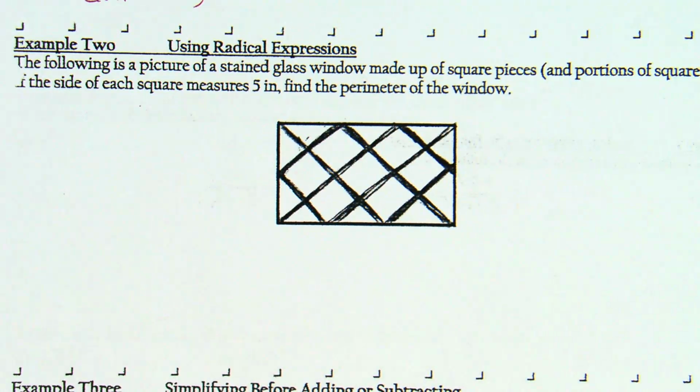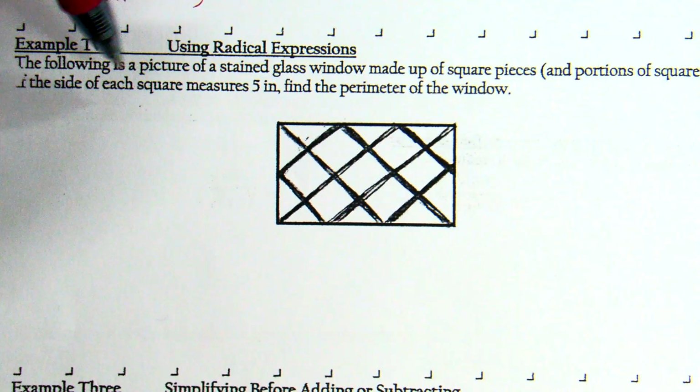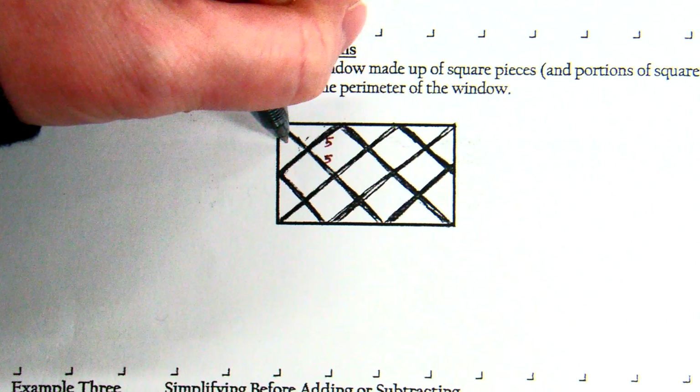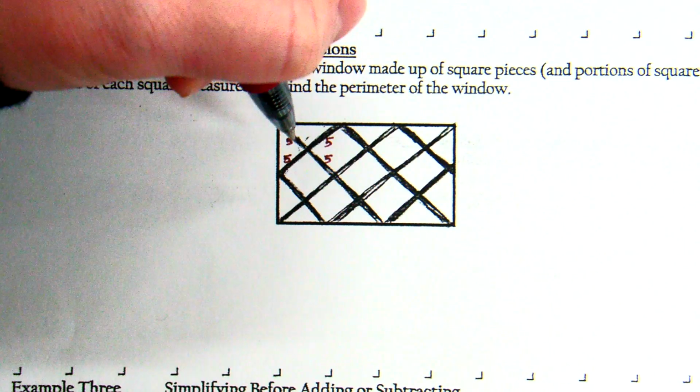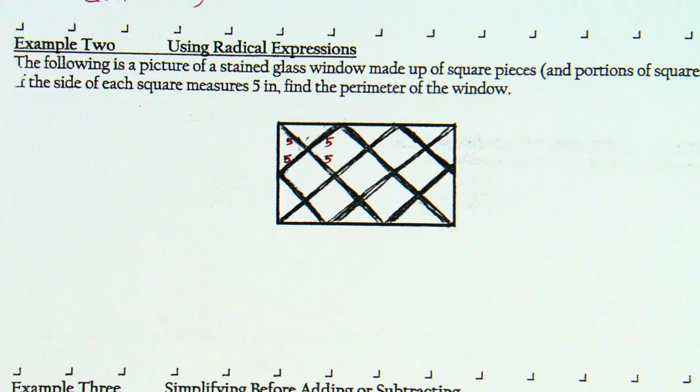And what does it say about these squares? Each square measures 5 inches, except for the half squares. The side of each square measures 5 inches. So if I start looking at this square here, there's a side of 5, a side of 5. If I go over here, there's a side of 5. So we can just count it. All of those squares have sides of 5.